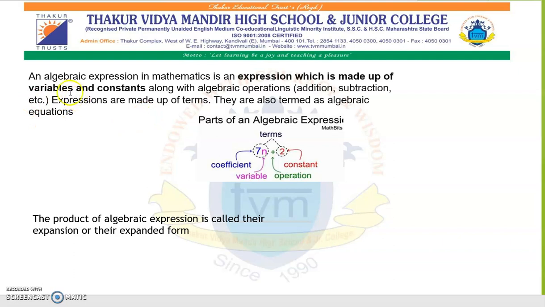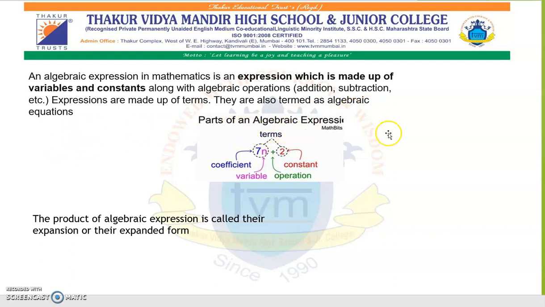Let us recall that an algebraic expression in mathematics is an expression which is made up of variables and constants along with algebraic operations: addition, subtraction, multiplication, division. Expressions are made up of terms. They are also termed as algebraic equations.